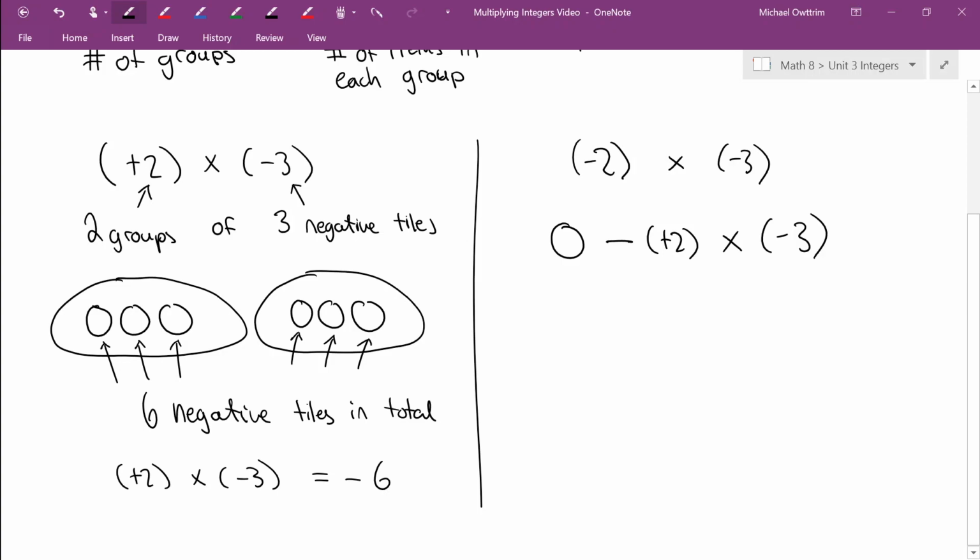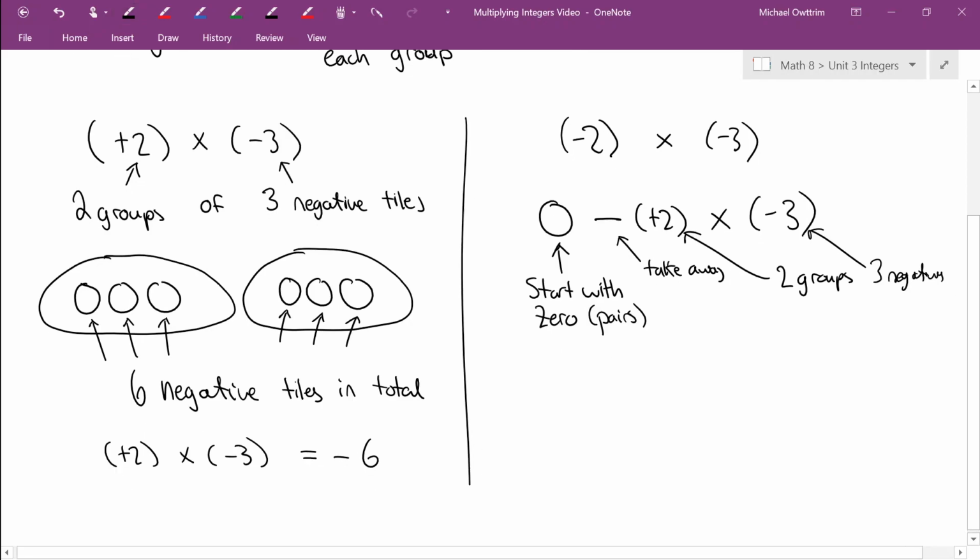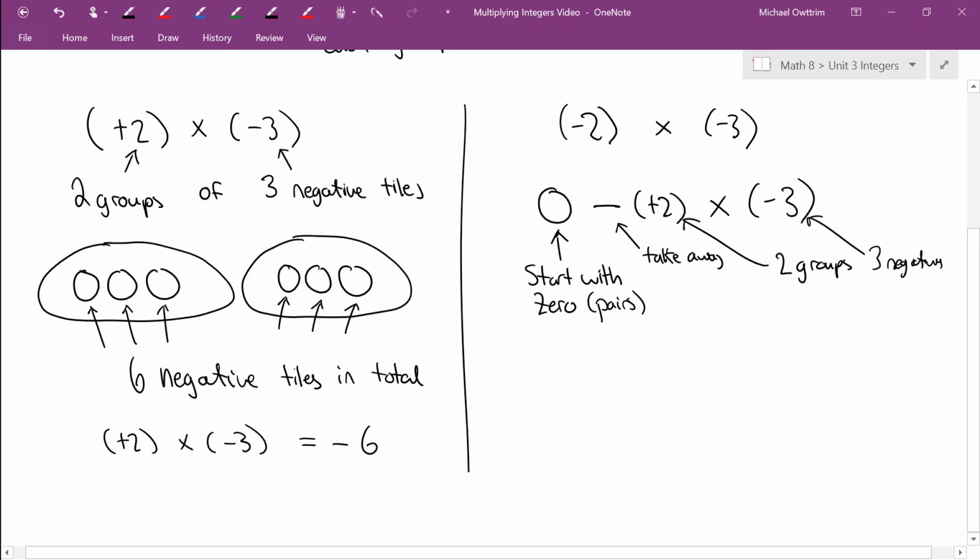So if I look at what this tells me to do, it says start with 0. And how do I model 0? Well, I model it with 0 pairs. And I need to take away, and then I have my two groups of 3 negatives. So let's start by drawing 0. I need to use 0 pairs for this, and I need two groups of 3 0 pairs to start with.